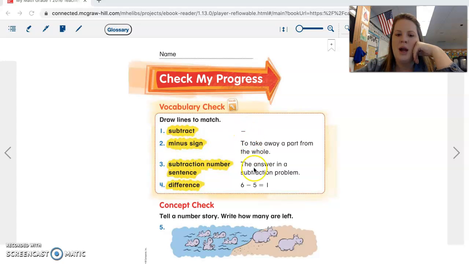Which one is the minus sign? Which one is a subtraction number sentence? Which one of these is a subtraction number sentence? And this says the difference. So which one of these is the difference? To take away a part from a whole, or the answer in a subtraction problem? Which one is the difference? So you're going to be drawing lines to match for that one.